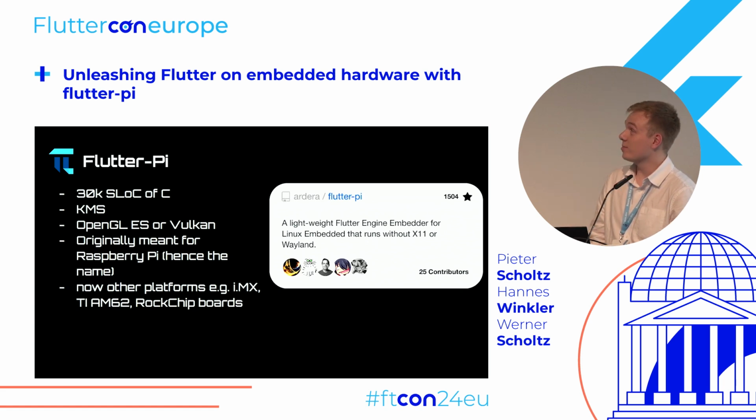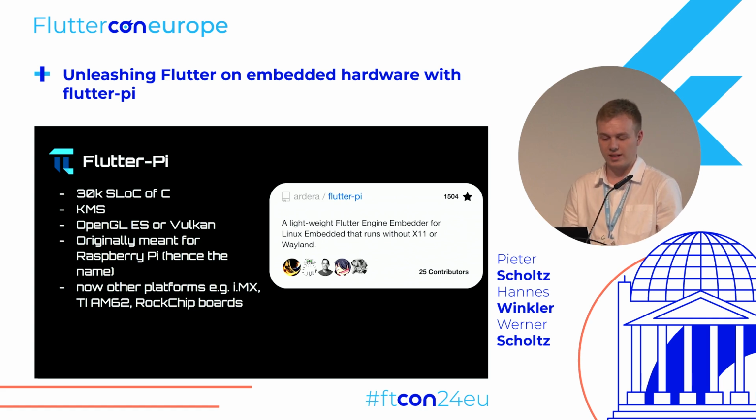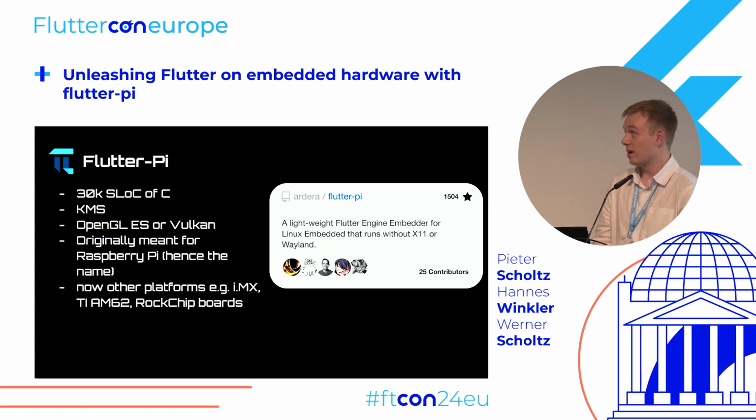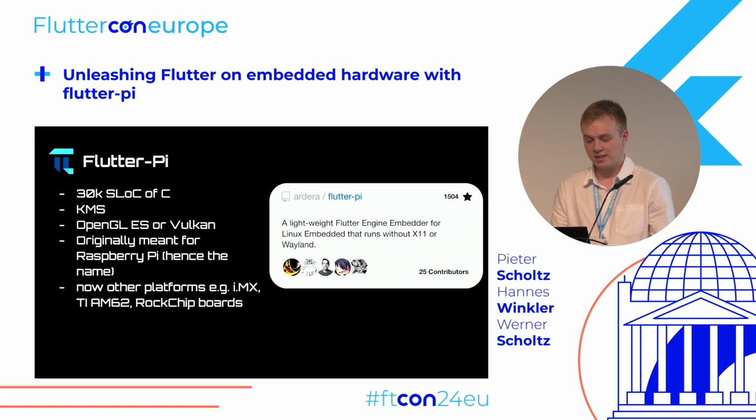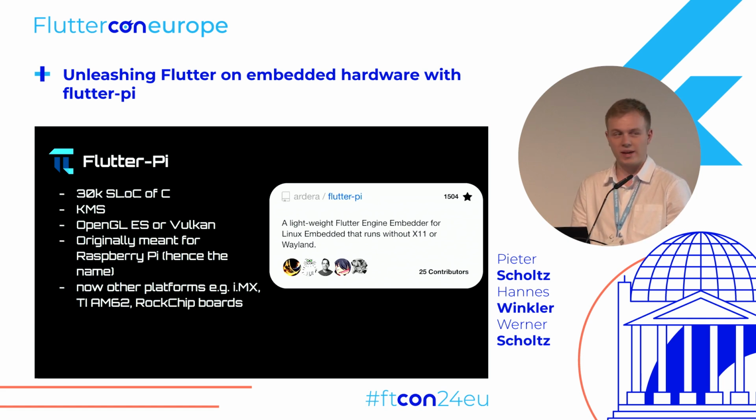Flutter-pi is about 30,000 source lines of C code. It can run using OpenGL ES or Vulkan. Originally, it was meant for the Raspberry Pi, that's where the name comes from, but it also supports other platforms now. You can run it on an iMX. We actually had a project with Texas Instruments where we made it work on their new hardware platform and generally optimized the Flutter performance on there. You can also use Rockchip boards if you want to.